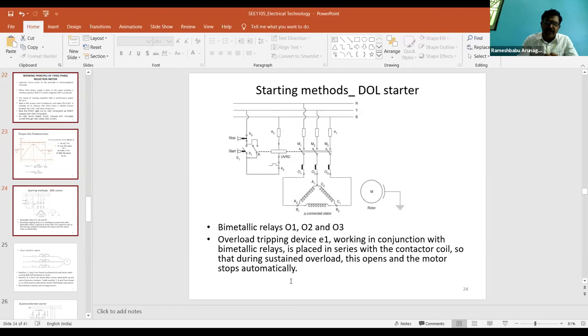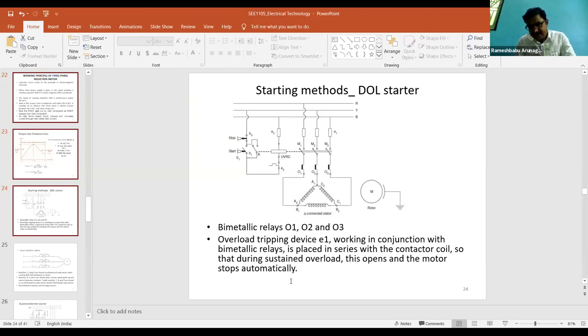Many types of starters are normally available for the three-phase induction motor. The first one is the DOL starter. What do you mean by DOL? It's the direct online starter. This is a very, very important question. All the question papers will ask this kind of question, starting methods of three-phase induction motor. DOL, direct online starter, first.